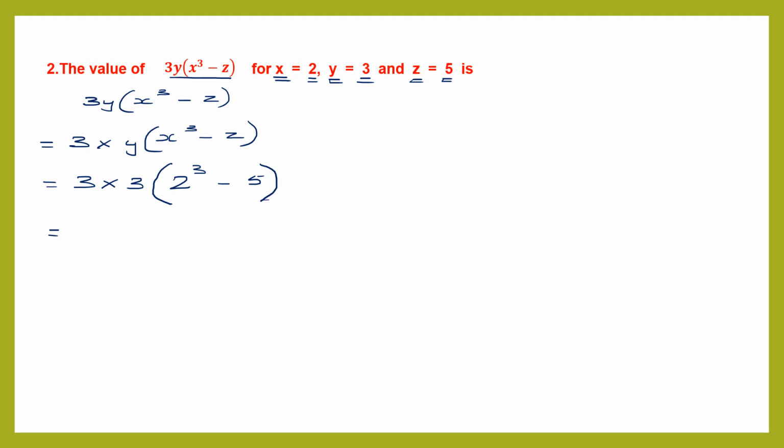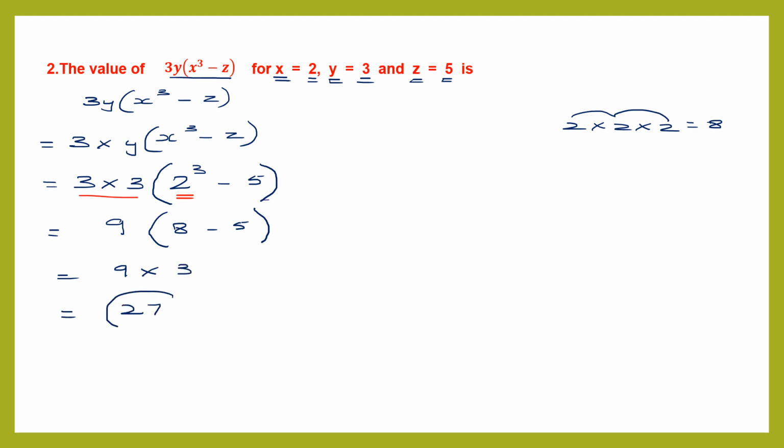Now let's simplify this. First, we'll multiply these two. 3 3s are 9. Now let's go on to 2 cube. That means 2 into 2 into 2. 2 2s are 4, 4 2s are 8. So this is 8. So in brackets we have 8 minus 5. So 9 into 8 minus 5 is 3, and 9 3s are 27. So what is our answer? 27. And that is option 2. You can select that. The answer is 27.